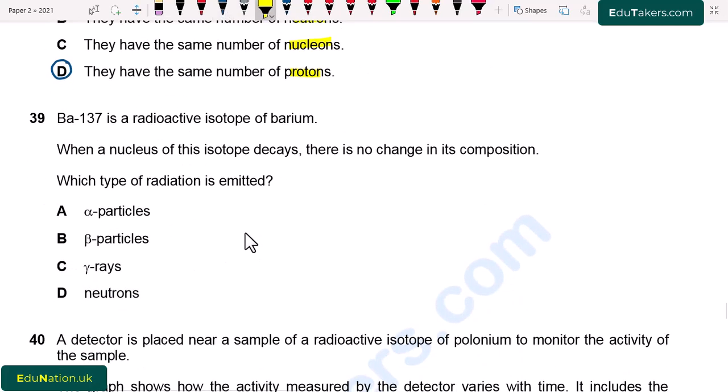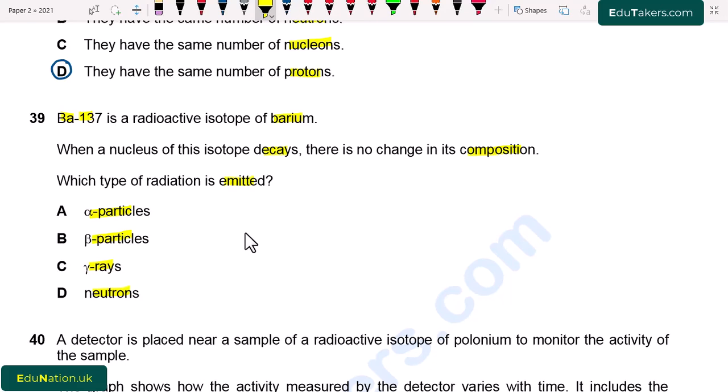39. Ba-137 is a radioactive isotope of barium. When the nucleus of this isotope decays, there is no change in its composition. It means that the atomic number and mass number remain same. Which type of radiation is emitted? A. Alpha particles, B. Beta particles, C. Gamma rays, and D. Neutrons.